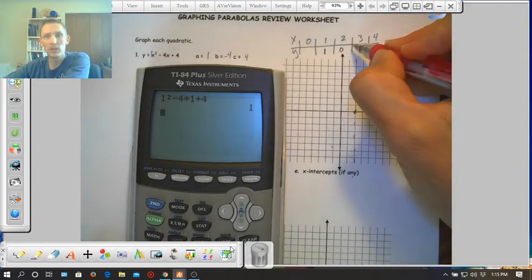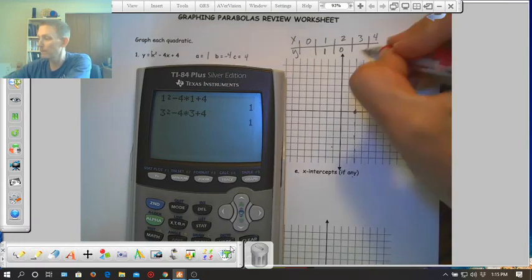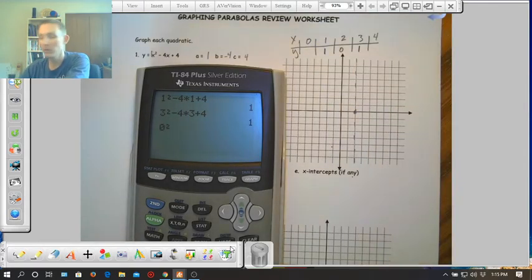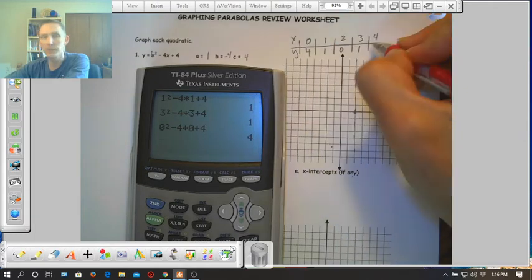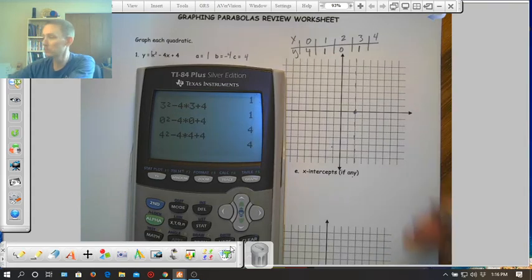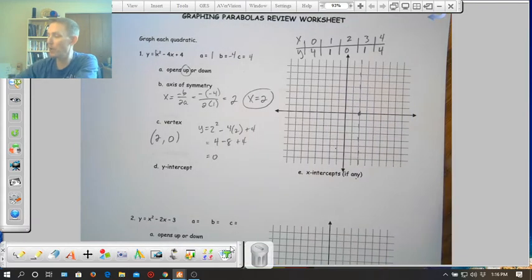Let's plug in the 3. If I have symmetry, I should get the same answer. 3 squared minus 4 times 3 plus 4. 1. And let's plug in 0. 0 squared minus 4 times 0 plus 4. And then let's plug in the 4. 4 squared minus 4 times 4 plus 4. So now that I've got my table filled in, let's plot my points.